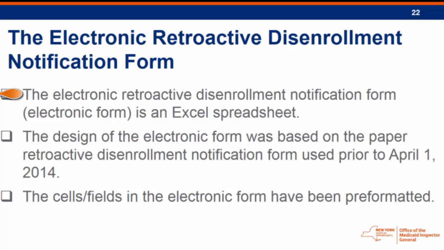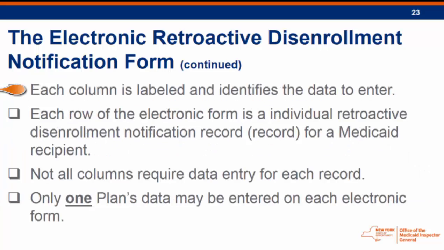The electronic retroactive disenrollment notification form, or electronic form, is an Excel spreadsheet. If you are not familiar with Excel, try to locate a colleague who may be able to provide assistance. The design of the electronic form was based on the paper retroactive disenrollment notification form used prior to April 1, 2014. The cells and fields in the electronic form have been pre-formatted. Since the electronic form has been pre-formatted, all you have to do is enter the data. Each column is labeled and identifies the data to enter. Each row of the electronic form is an individual retroactive disenrollment notification record for a Medicaid recipient.